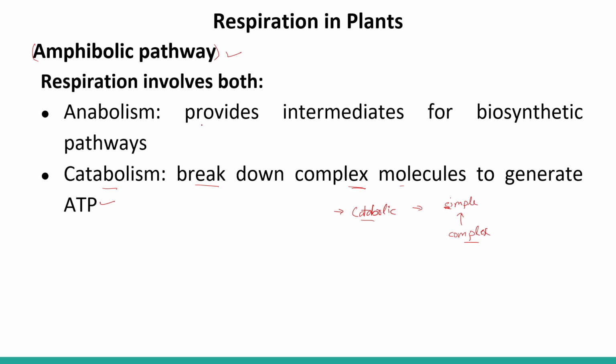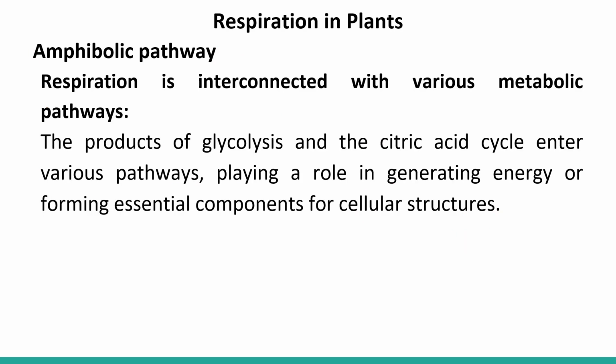Anabolism is formation of complex compounds from simple compounds. Simple compounds combine to form complex compounds, and these compounds act as intermediates for a lot of biosynthetic pathways. So what does amphibolic pathway mean? It means that both anabolism and catabolism are involved in the pathway. So let's see how respiration is an amphibolic pathway.